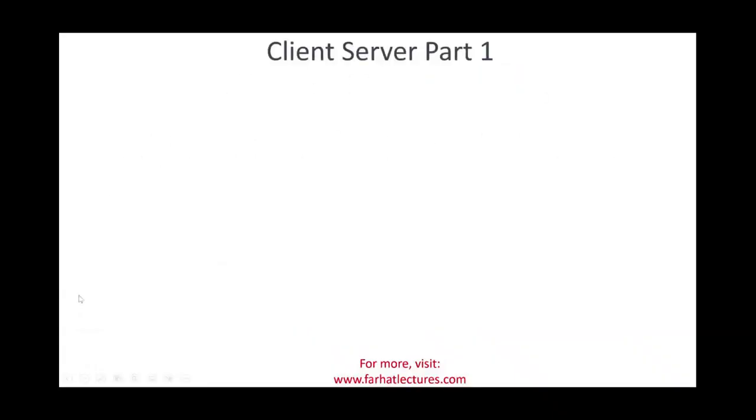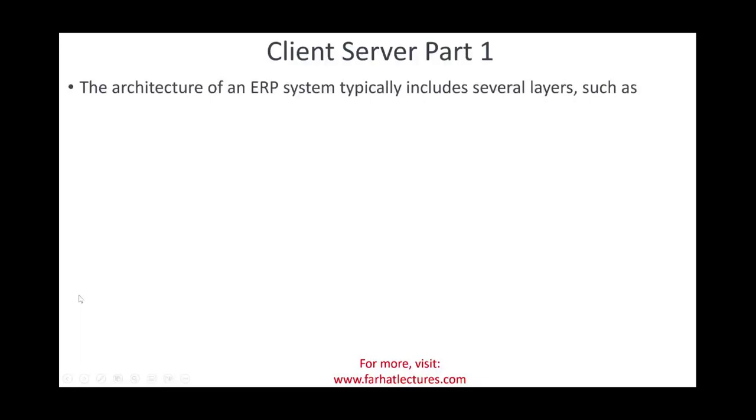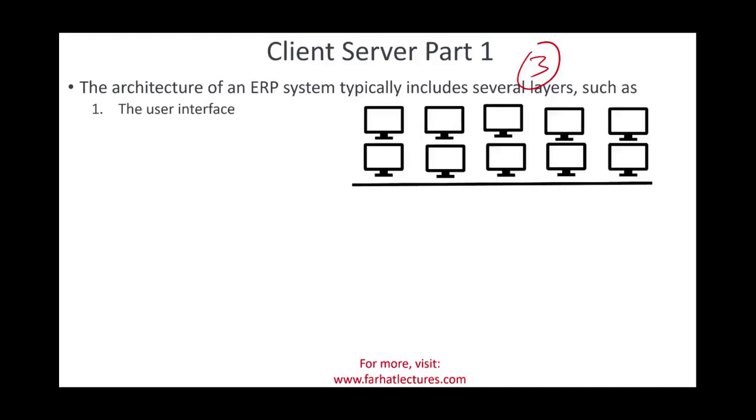Let's start with the client server, part 1. The architecture of an ERP typically includes several layers, usually 3, and the first is the user interface. Now, what is the user interface? Think about the user interface. When I am using a laptop right now, I'm looking at my screen. This is my user interface. This is what I'm interfacing with.